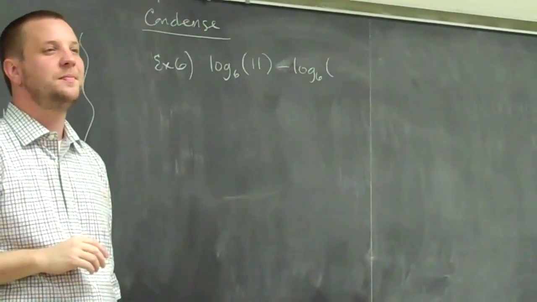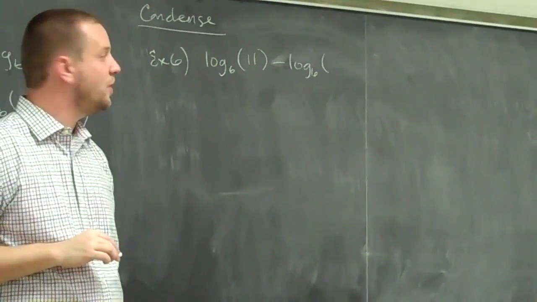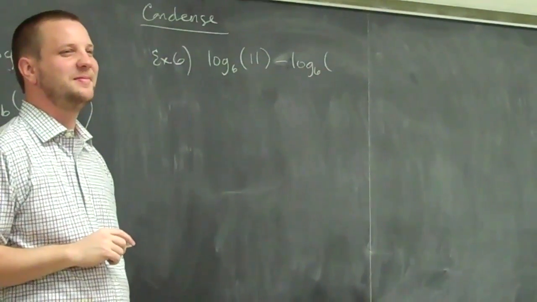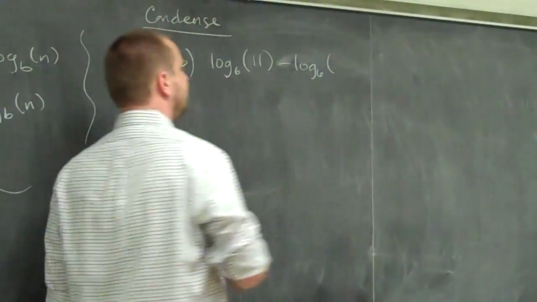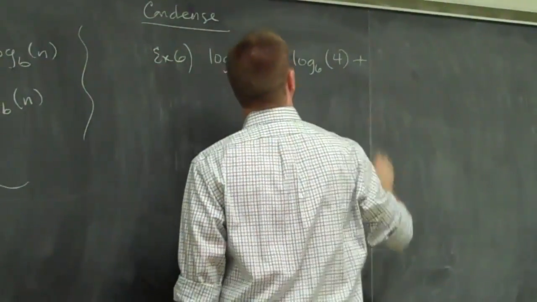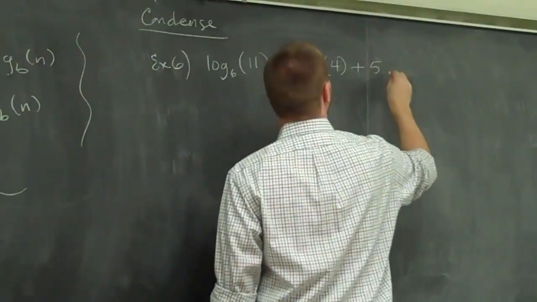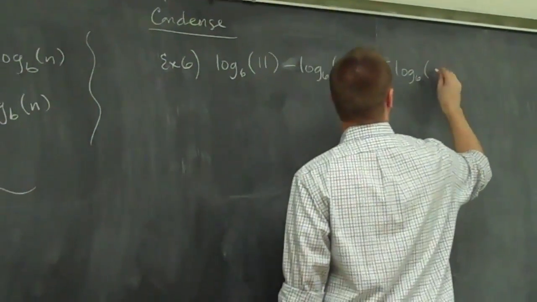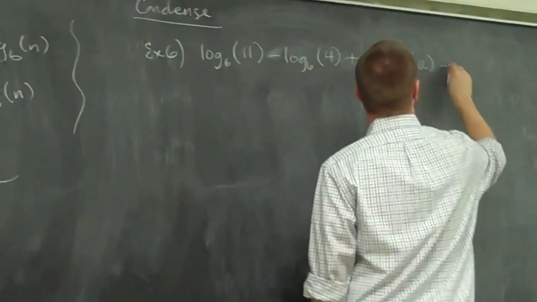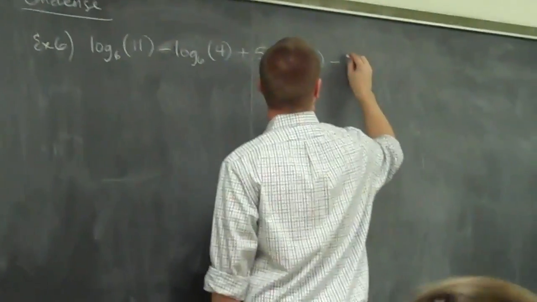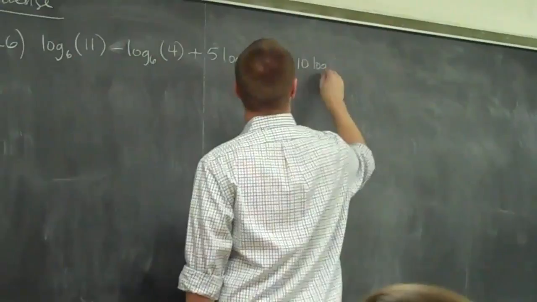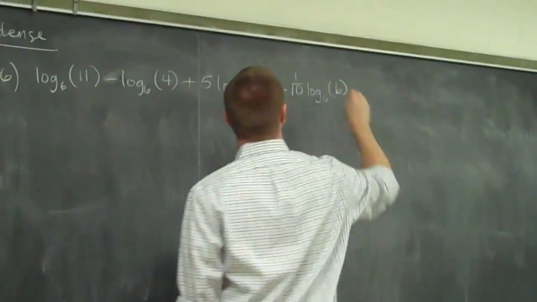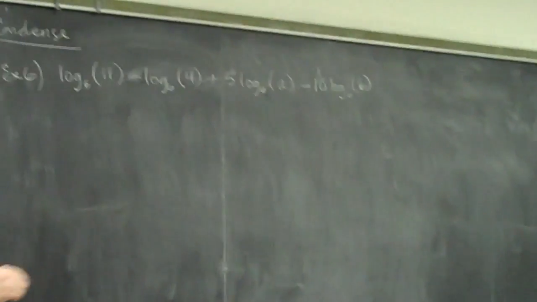Emma, what's your favorite number? 24? Let's not do that. Let's pick a different number. 4. Okay. Plus 5 log base 6 of A minus, let's say, 1/10 log base 6 of B. I'm going to throw the kitchen sink at you.